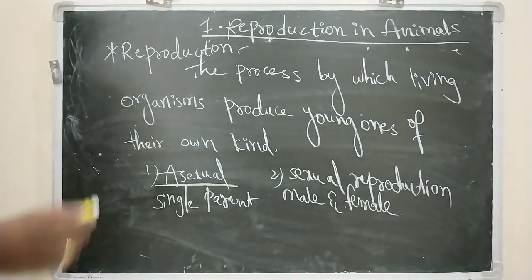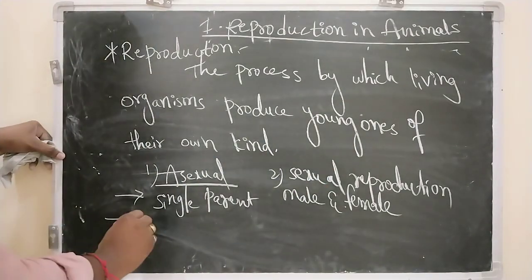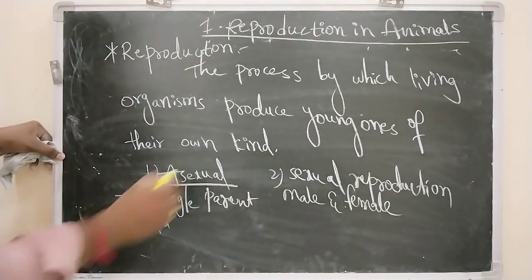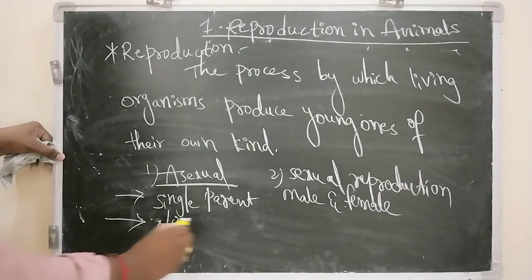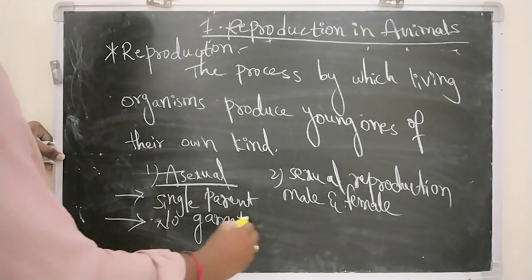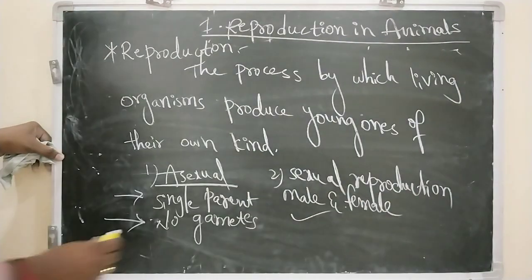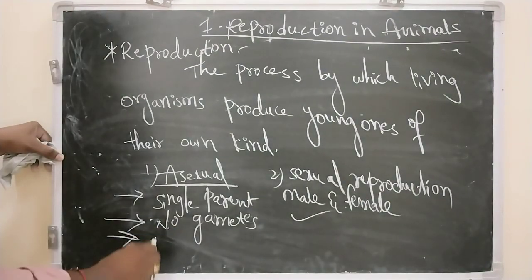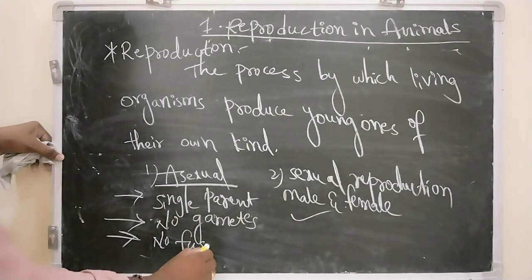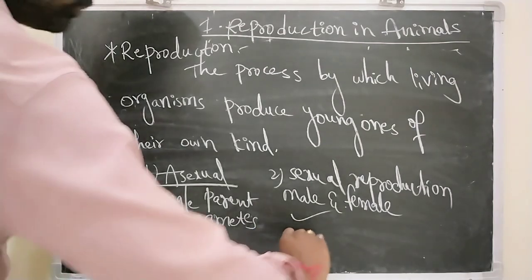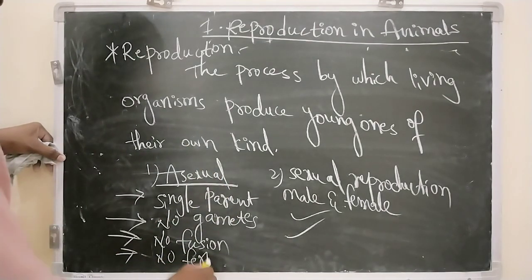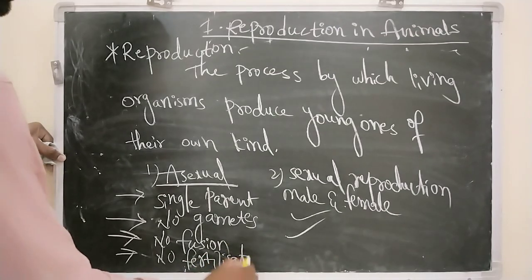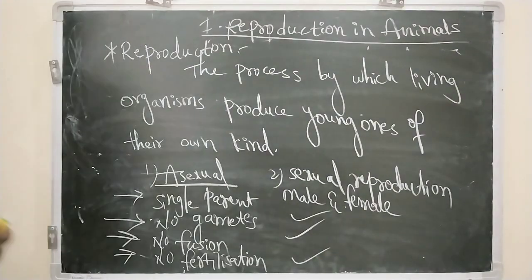Here, as there are no male and female organisms, there is no production of gametes. Here gamete formation occurs. As there is no gamete formation, there is no fusion between gametes. Here fusion occurs. Fusion means fertilization. That process is called fertilization. So no fertilization here, whereas here fertilization occurs.